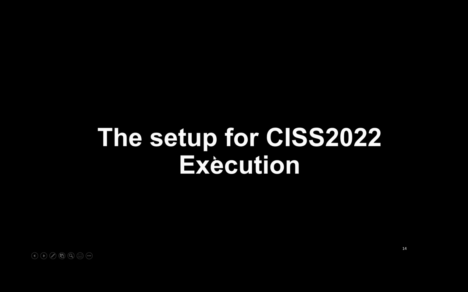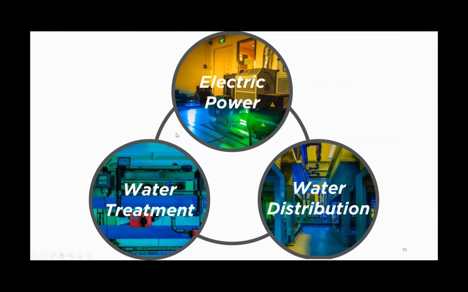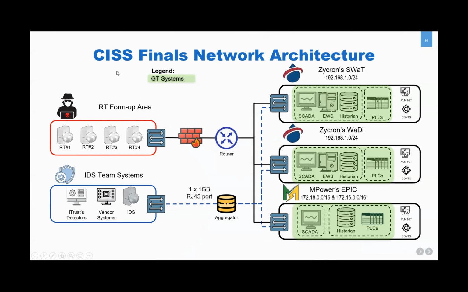The setup for CISS 2022 execution will be covered in the next slides. This time we have not 1, but 3 testbeds interconnected with each other. We have water treatment, water distribution, and electric power testbeds during the exercise. These 3 will be connected, and you will be getting network traffic from all these 3 OT networks during the event. This is what the network architecture for CISS finals would look like.